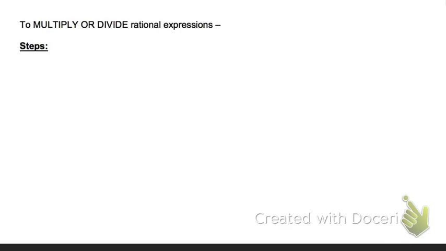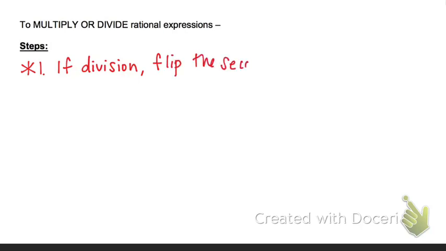So the first thing, if you're dividing, so you have a fraction divided by another fraction, what do you do? So if division, how do you go about solving that? What do you do to the second one? So if division, flip the second fraction, then multiply.